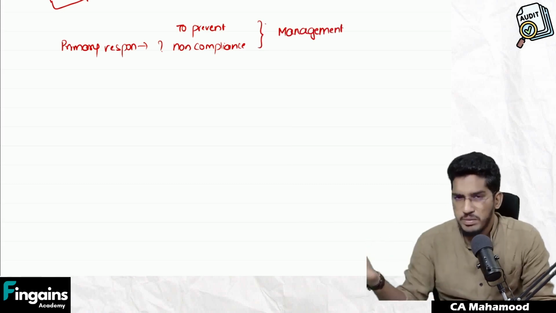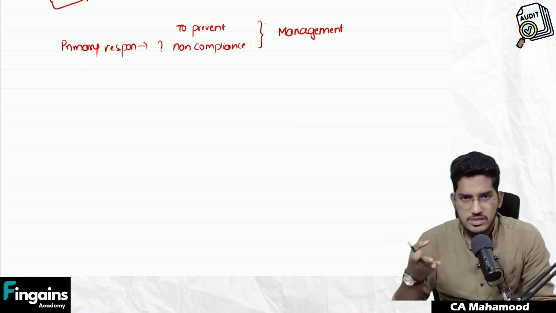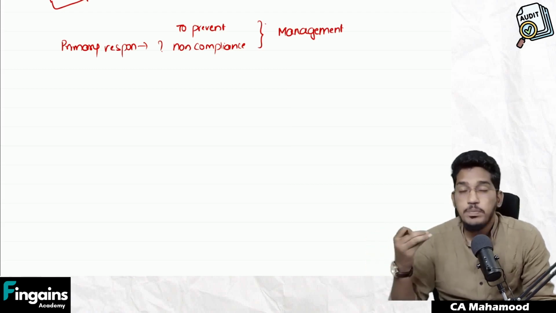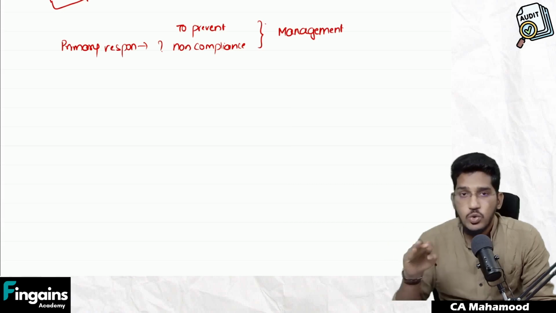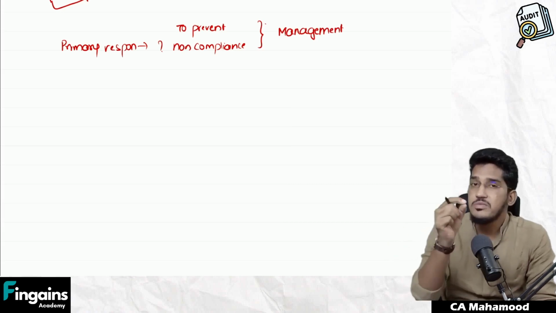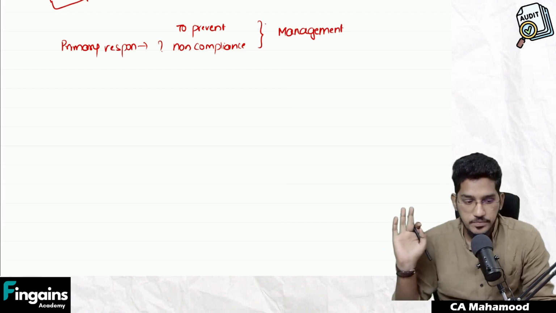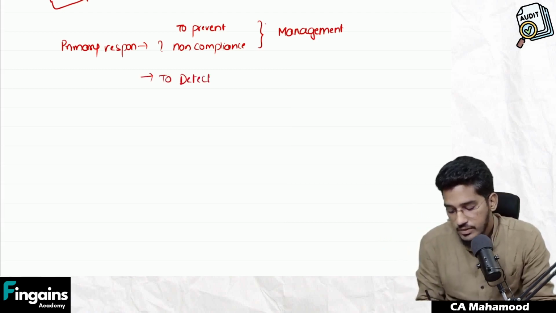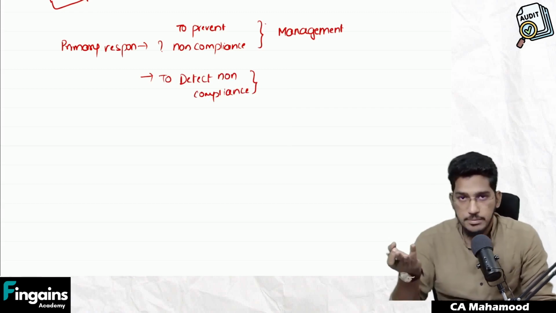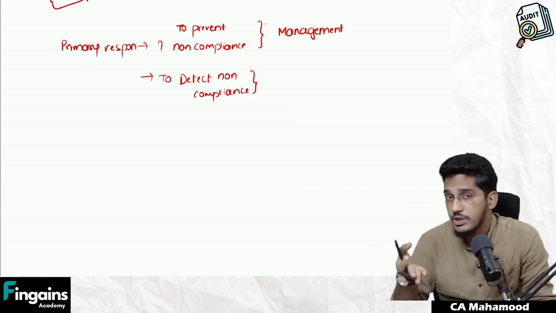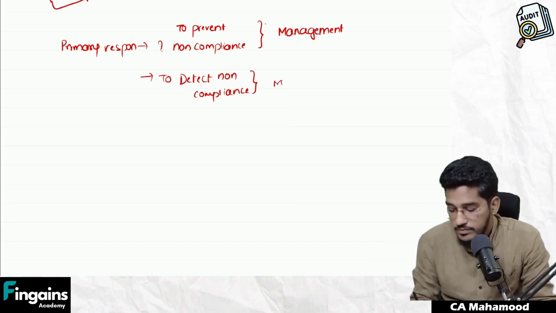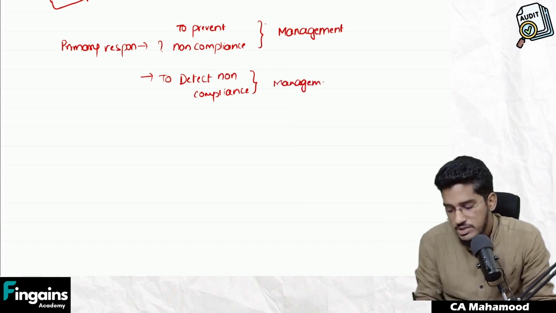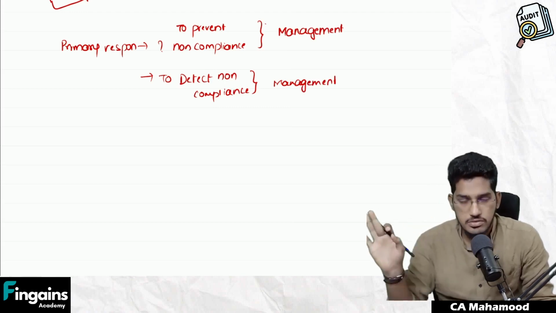Can you expect the auditor to prevent non-compliance? No. Is that your responsibility? No. To prevent non-compliances, to make sure that no laws are violated, that primary responsibility rests with whom? Management. Whose primary responsibility is it to detect the non-compliances? Assume non-compliance has already taken place, whose responsibility is it to detect it, to find out those non-compliances? Management or auditor? Once again, management only. When I say management, I mean along with those charged with governance.